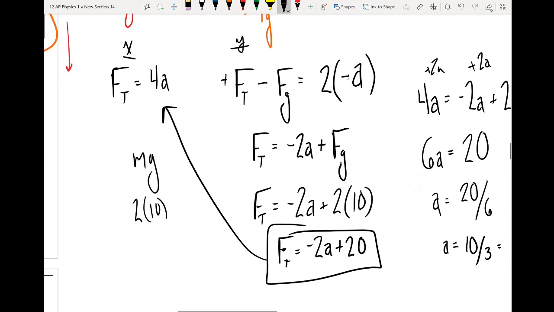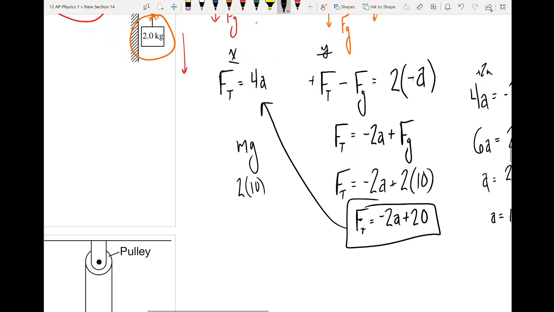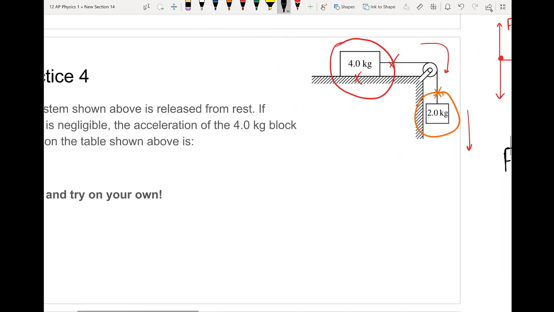And then if they'd asked us for the tension, we could have just plugged a in and said, okay, it's 4 times 3.333, but they didn't ask us that. So yeah, our acceleration is 3.333 meters per second squared.